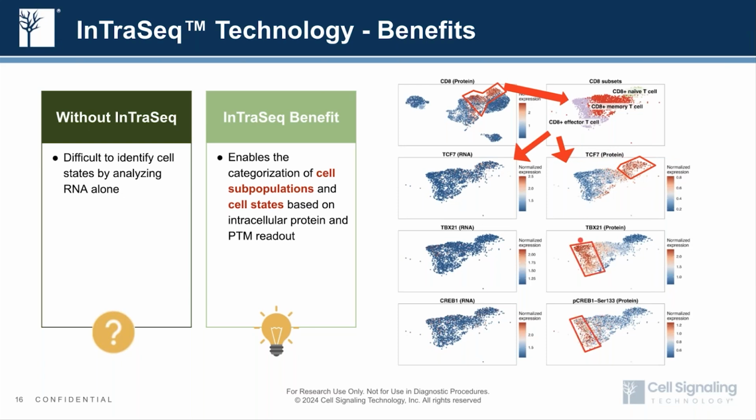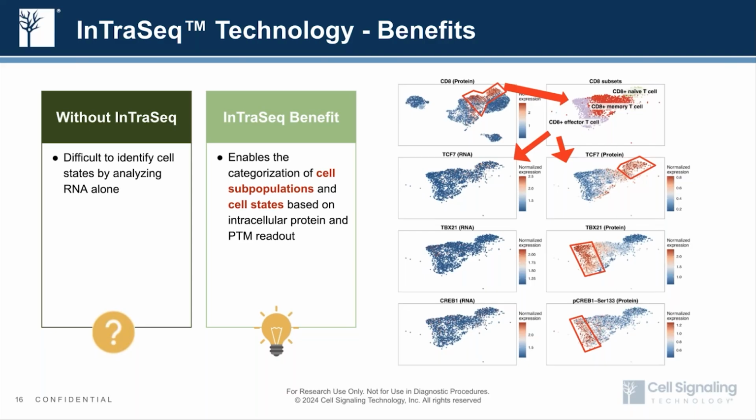Now, in the following UMAPs below, we're showing expression of TBX21, which is a transcription factor, and it's also upregulated in the differentiated effector T cell compared to the naive state. Same thing with phospho-CREB serine 133 in that specific population. So using InTraSeq, you could analyze and categorize cell states in your data set that would sometimes be difficult when analyzing RNA alone. And you could also use these signaling events to understand different differentiation states within the same cell types.